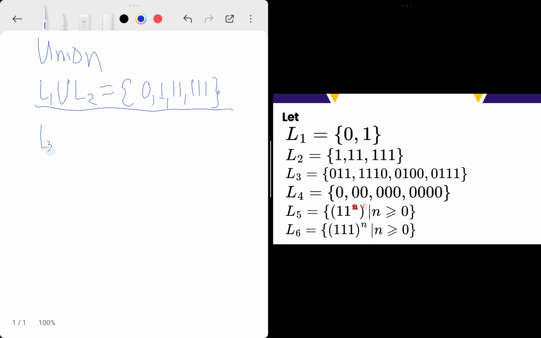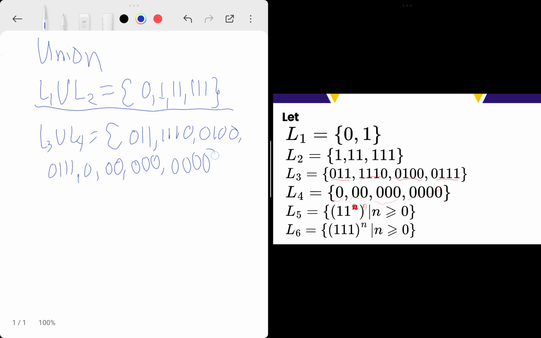Now for L sub 3 union L sub 4. We have here L sub 3: 0 1 1 1 1 1 0, then 0 1 0 0, then 0 1 1 1, and then for L sub 4, we don't have any similar elements or intersection between L sub 3 and L sub 4, so we'll just copy their elements. So 0 0 0 0 0 0 and 4 zeros.